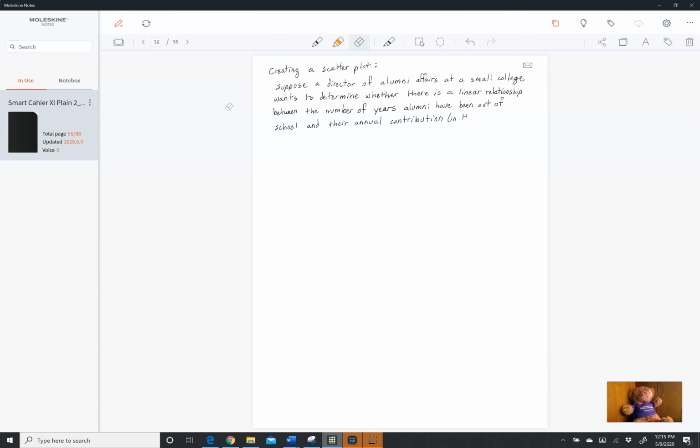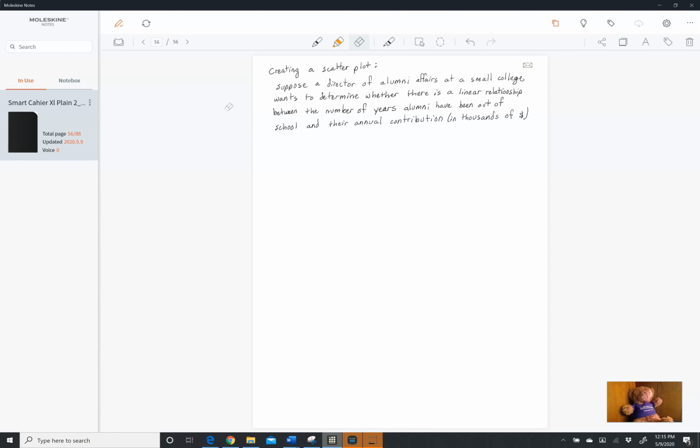And we'll say their annual contribution in thousands of dollars. Okay, so let's think about the independent versus the dependent variable. What does the director think is dependent on which, right? He thinks that the annual contribution is dependent on the number of years out of school. So annual contribution would be your Y, or your response variable.